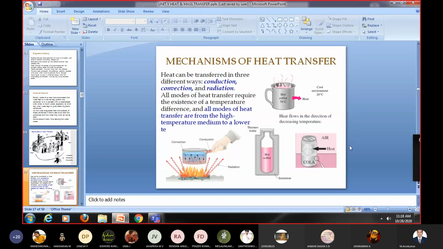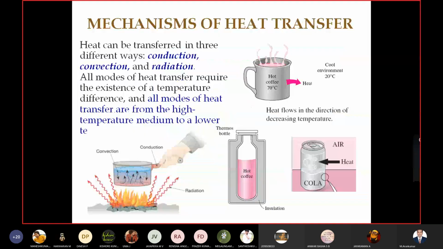So I think we were disconnected at this slide, so we can continue from here. We may identify these three modes of heat transfer during the process of heating water. Heat conduction will happen in this solid, then heat convection will happen in this liquid, and heat radiation will happen in this gaseous region.